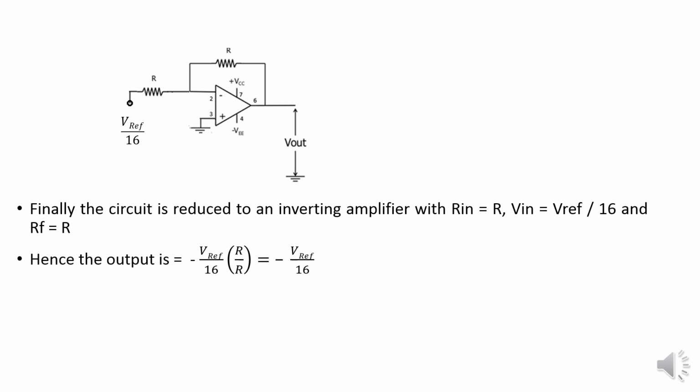So hence the output is minus V reference by 16 into R by R. R by R is RF by R, because RF and R are equal resistors. So hence this will become minus V reference by 16. This minus sign is because the circuit is in inverting mode. Okay. Hence the output will be the negative of the applied voltage, the inverted input voltage.